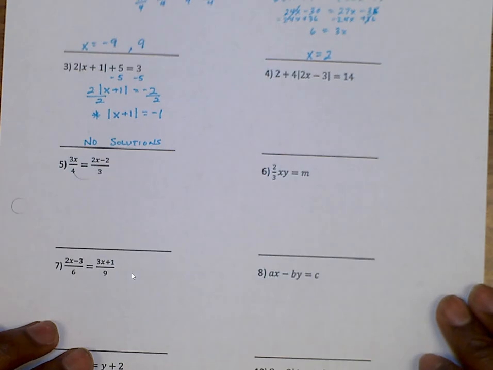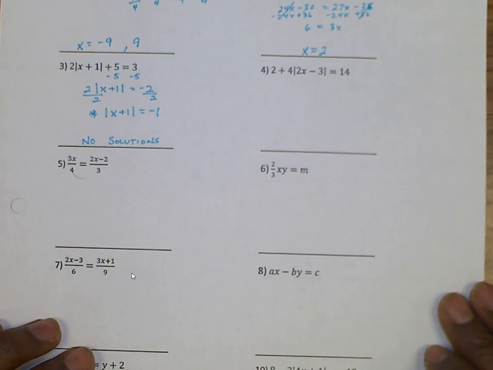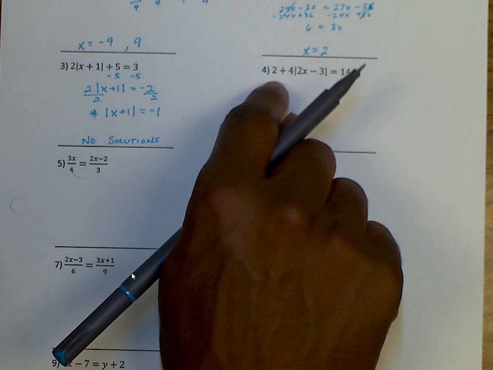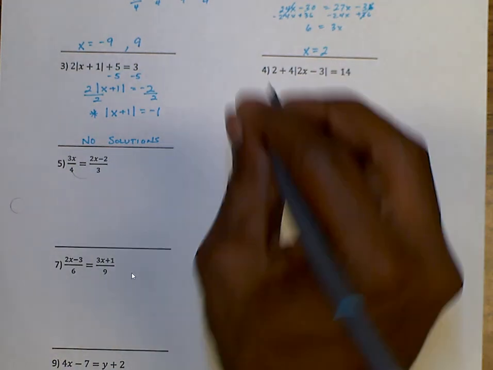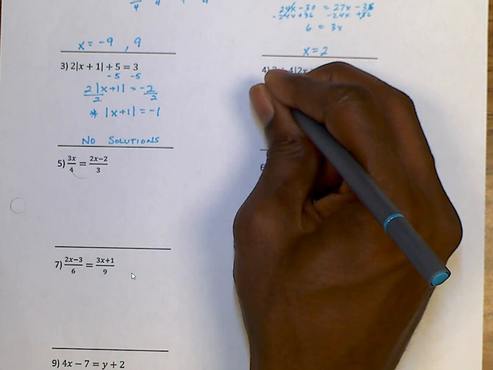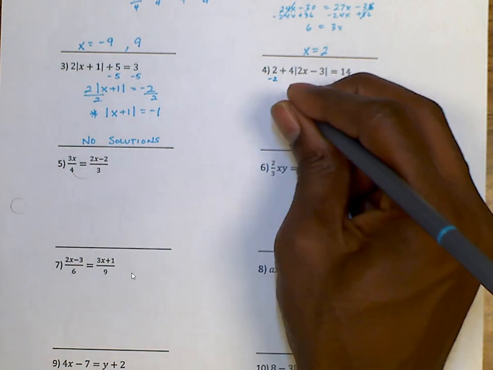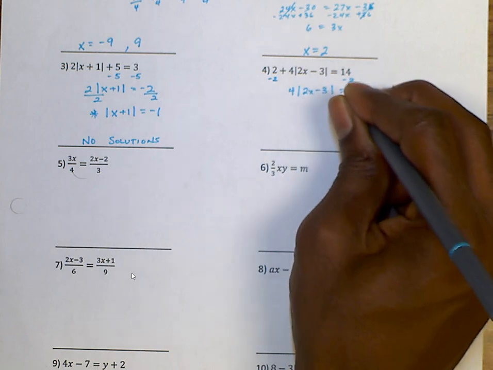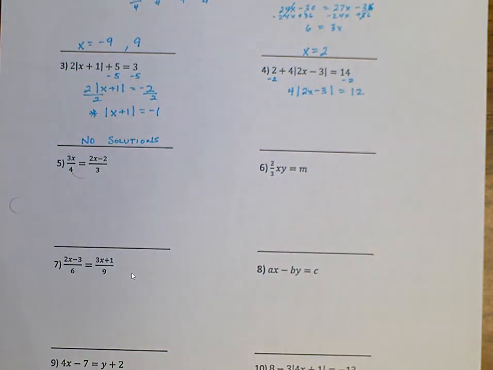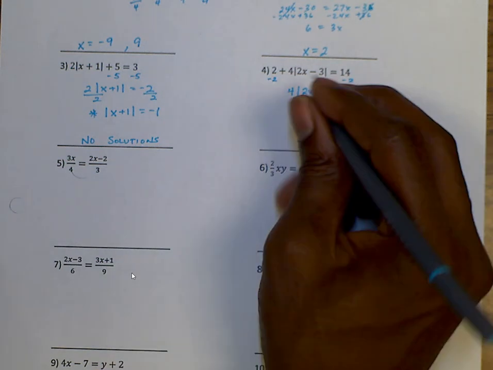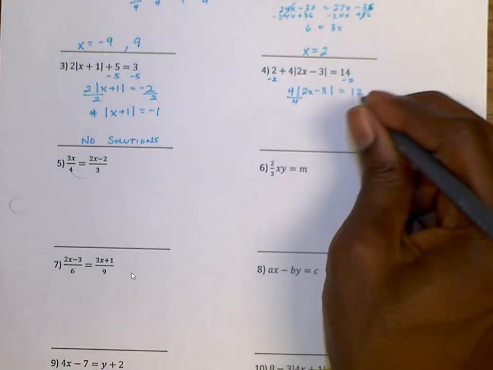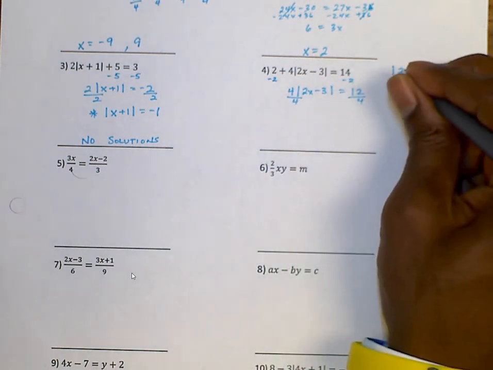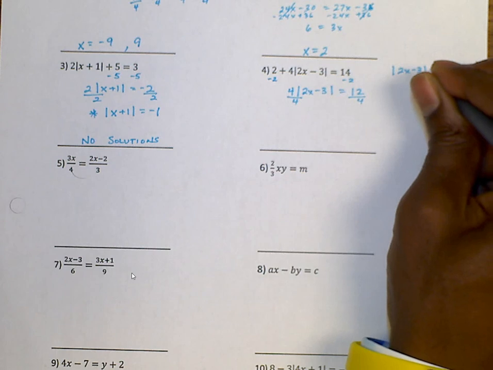Alright, moving on to number 4, another absolute value problem. It's written a little bit differently, but notice that this 2 is adding to the absolute value. So I'm going to subtract 2 from both sides. Remember that I cannot combine that 2 and that 4 there. So I have 4 times the absolute value of 2x minus 3 equals 12. From there, I will divide both sides by 4 to get the absolute value all the way by itself. Absolute value of 2x minus 3 will equal 3.